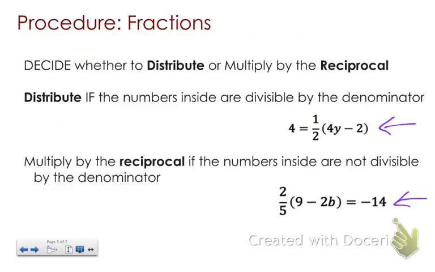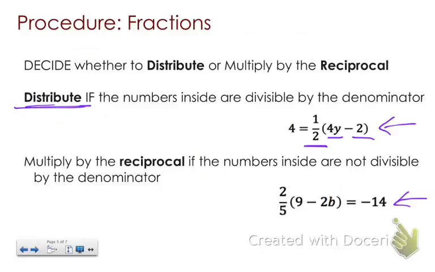So it's easier to distribute if the denominator goes nicely into both numbers inside the parentheses. And since 2 would go nicely into 4 and 2, this would be a situation where you distribute.